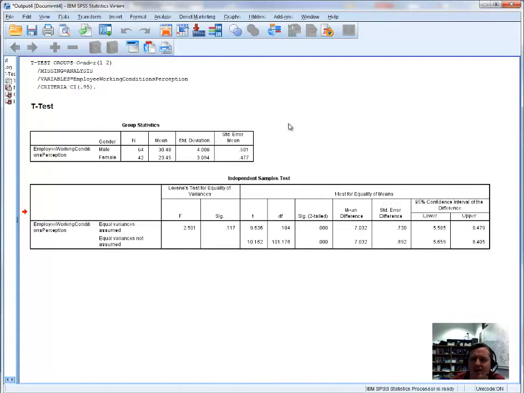Okay, so let's actually just go back to our main output window, and really at this stage what we're saying is that this 30.48 here for the males, the average score for the males on the employee's working conditions perception, is significantly different to the 23.45 associated with the females on the employee working conditions perception. And that's significantly different as a result of this independent samples t-test.